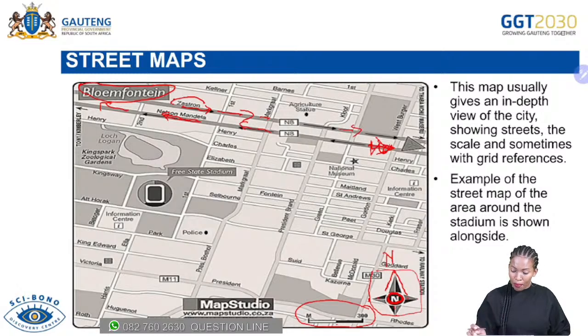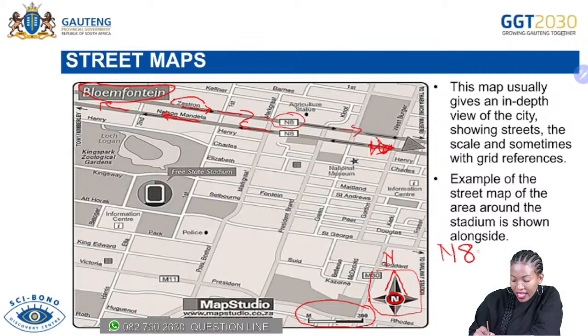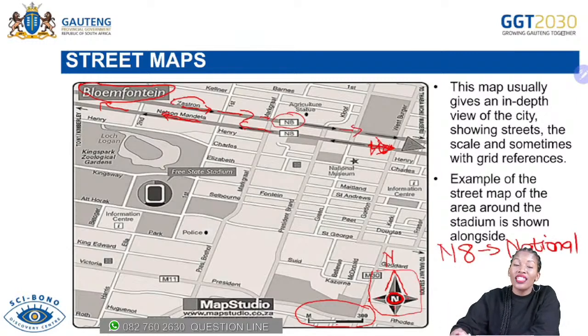And then on our map here, guys, I see the N8. It means our street map can also show the types of roads that you find on a map. So this N here, the N8, what does the N stand for? For national. So any road that has an N on your map, you know that it's a national road. The examiner can ask you, what does the N on N8 mean? You tell them that it means it's a national road.